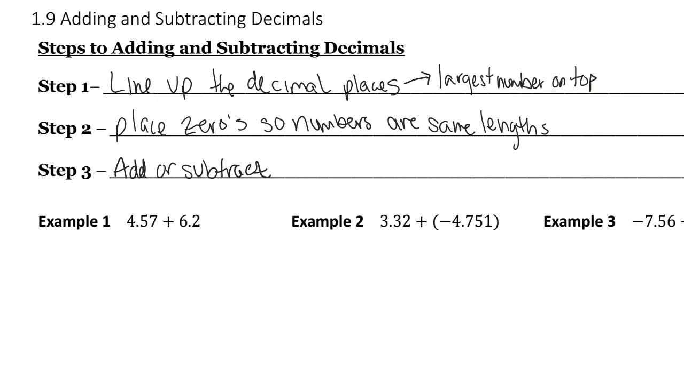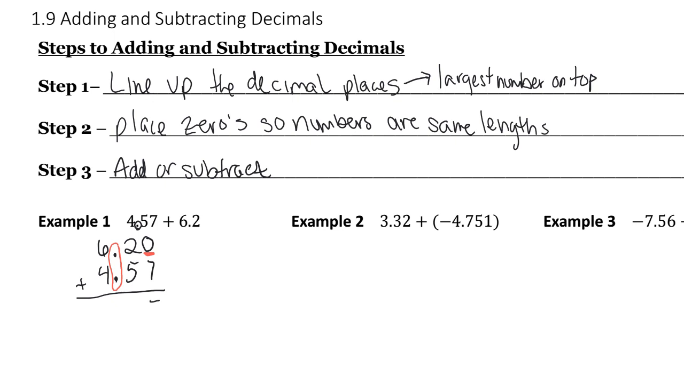So which number is bigger, 4.57 or 6.2? Well, 6.2 is bigger, so I'm going to write 6.2. And I want to line up so my decimal places are the same. So I want 4.57. So I want my decimal places to be one on top of each other. Okay? And then, see how there's no number here? We want to put a 0 there, so that way when we add these together, it just is adding right up and down.